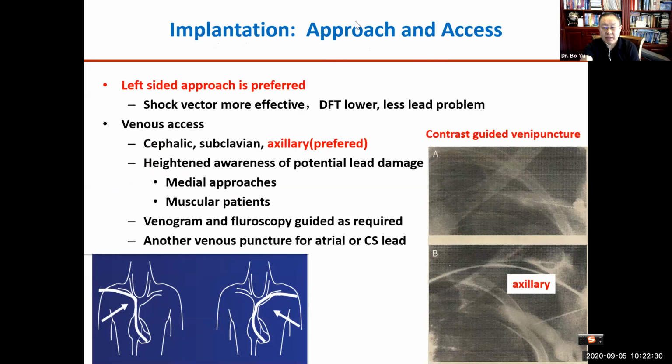During the implantation, as for the approach and access, the left side approach is preferred. As I said, a right side approach will increase the DFT. For venous access, we have 3 choices: cephalic, subclavian, or axillary. The axillary is preferred. If you use the axillary vein, you have less chance to damage the leads. If you have some difficulties, you may give the patient a venogram and fluoroscopic guidance as required. Also, with the left side approach, you can see the angulation of the leads is smaller on the left side than the right side.